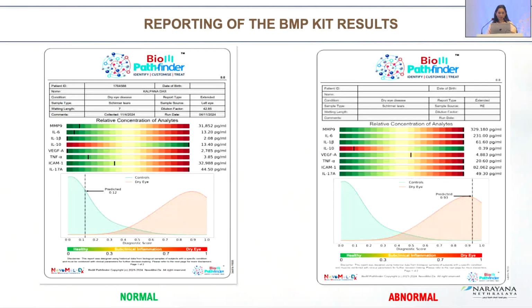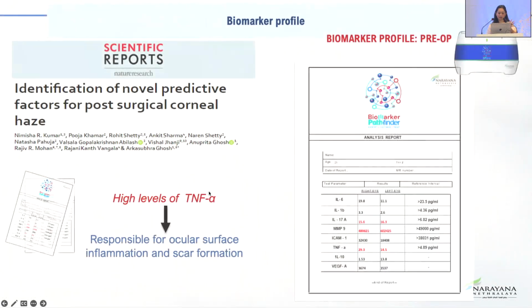At the end of 90 minutes, you get this report like a hemogram report, with details of every eye, right and left, the level of biomarkers present, inflammatory and non-inflammatory, whether they are normal or abnormal. Based on that, you can find out whether it's a healthy eye, whether there's subclinical inflammation present, or whether there is inflammation present. And based on that, you can devise a customized treatment for this patient.